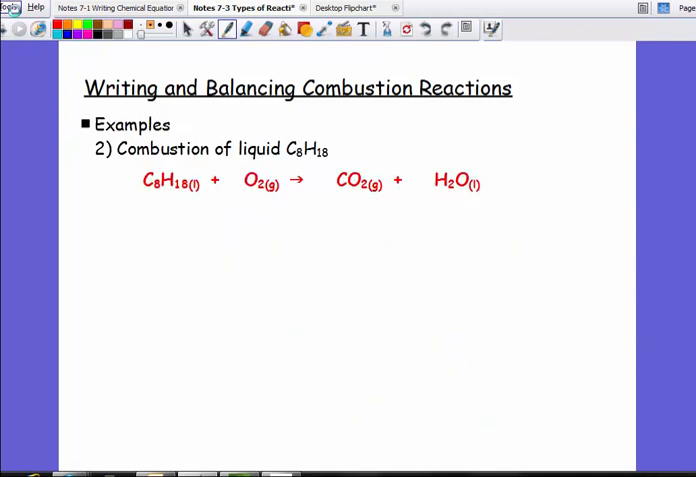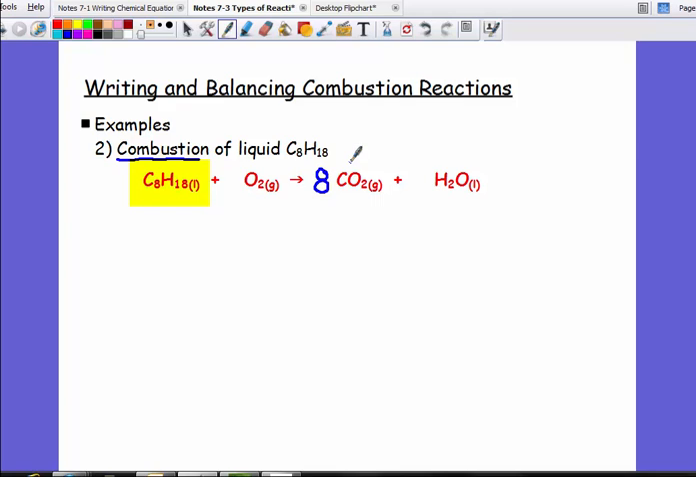Second example is combustion of liquid C8H18. Again, whenever I see the word combustion, I have to know to add oxygen and to produce carbon dioxide and water. Ready to balance this reaction? I'm going to start by trying to balance carbons first. There are 8 carbons on my reactant side, so I need 8 carbons on the product side.